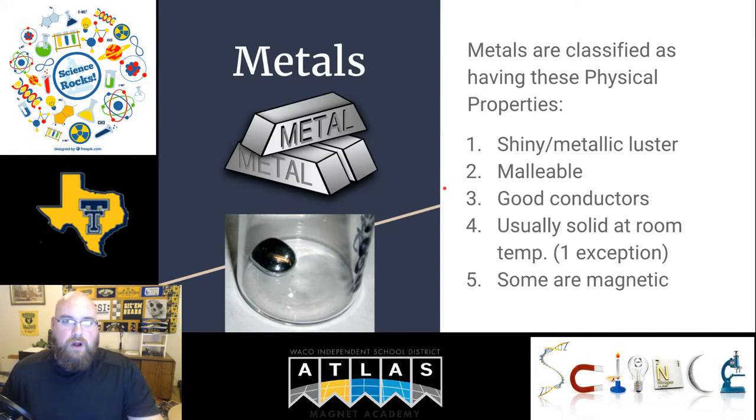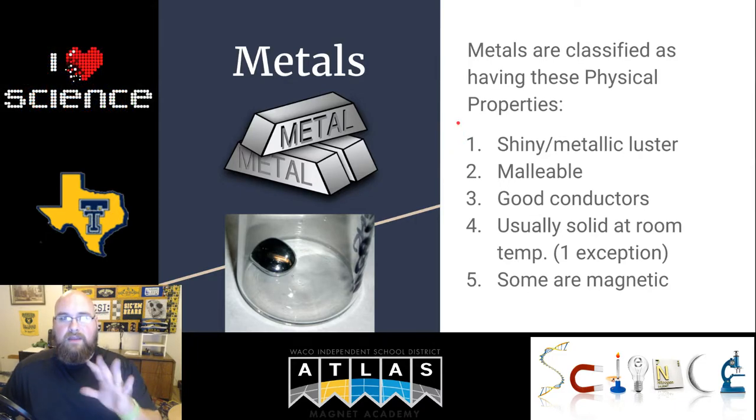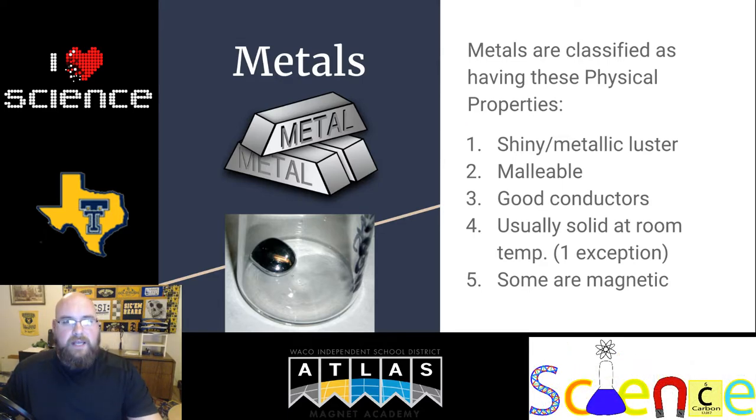Okay, so those are the properties that we want to worry about. Let's start talking about what it takes to be in each of the categories. So the first one is going to be metals. Metals are classified by having these typically 5 properties. There are a few exceptions. Just like any rule, there are exceptions to the rule.